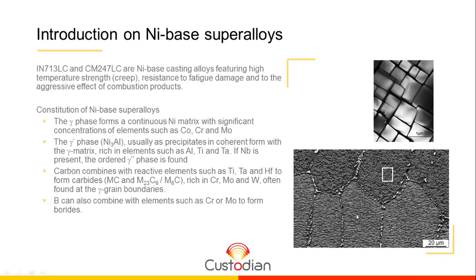And finally, last but not least, we also have to deal with the dispersion of carbides at the grain boundary. Usually there are carbides rich in titanium, tantalum, hafnium, and so on. They might be carbides or borides, in case there is boron in the chemistry of the alloy.